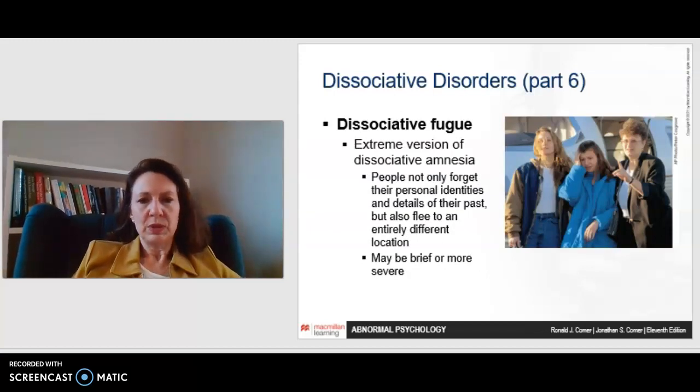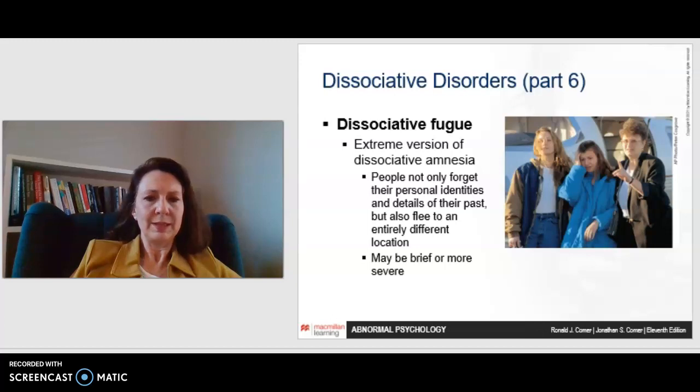Dissociative fugue is the most extreme version of dissociative amnesia, and people not only forget their personal identities and details of their past, but they flee to an entirely different location, and it may be brief or it may be more severe.